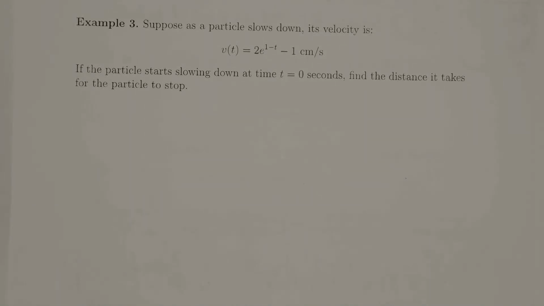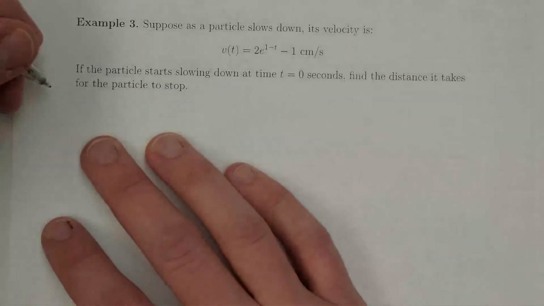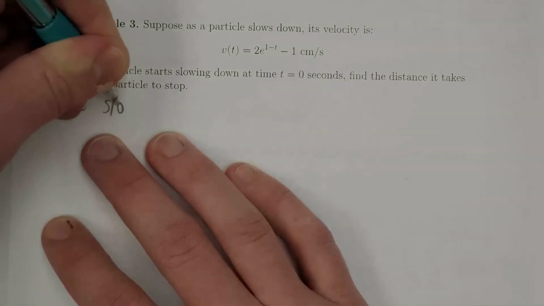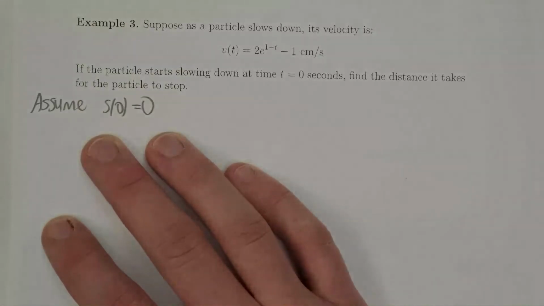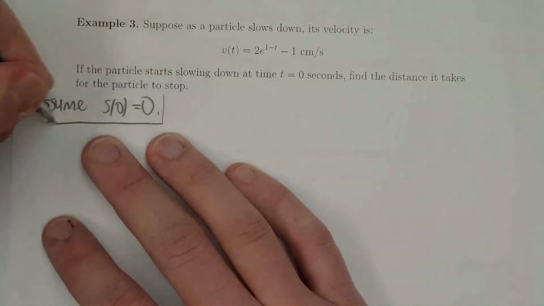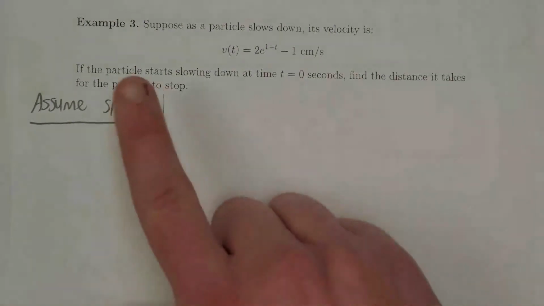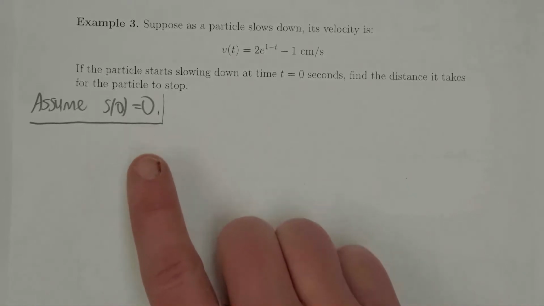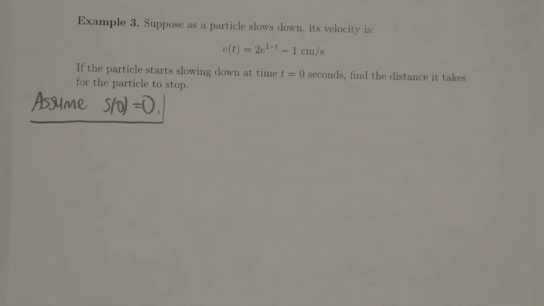One thing that the problem doesn't explicitly say, but I'll say anyway, is that the problem wants you to assume s of 0 equals 0. The reason I say this is that not only does it make our computations easier, but Lon-CAPA will want you to do this as well in the homework. So just keep that in mind.